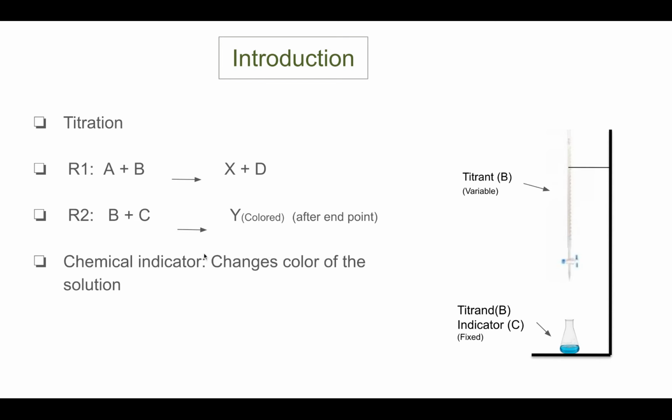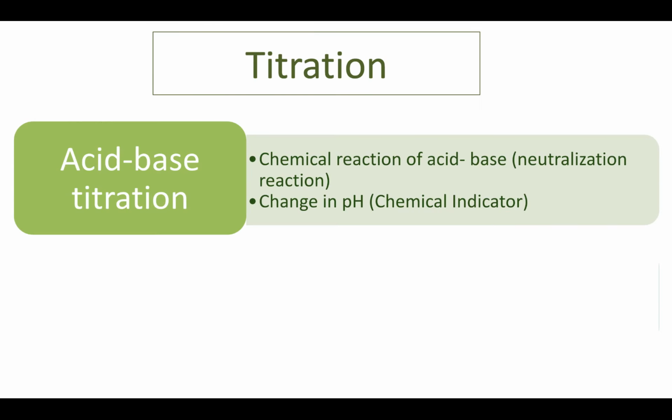So if you see this chemical indicator, it plays a very important role in the titration, which shows the changing color of the solution over the course of titration. It is very important to indicate the completion of the reaction so that we can find out the endpoint, and hence we can find out the concentration, right? So this was the basic idea about titration, like we have learned previously.